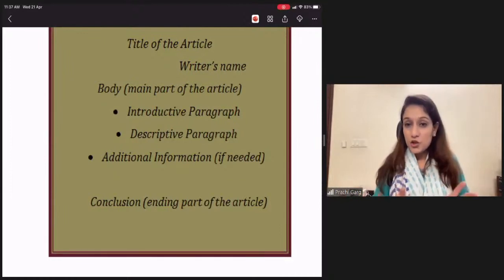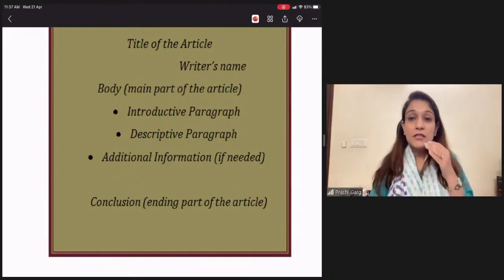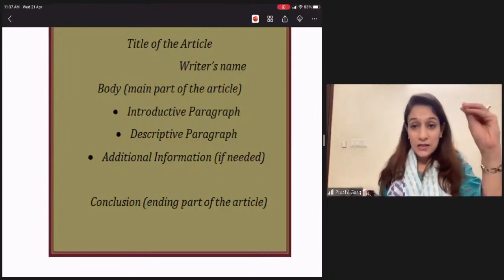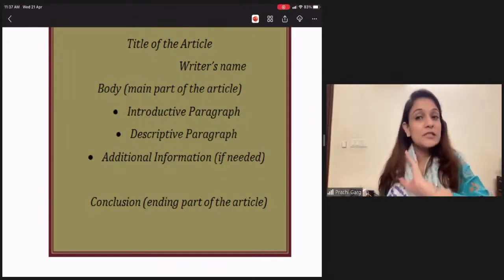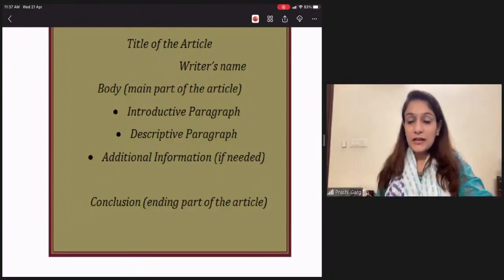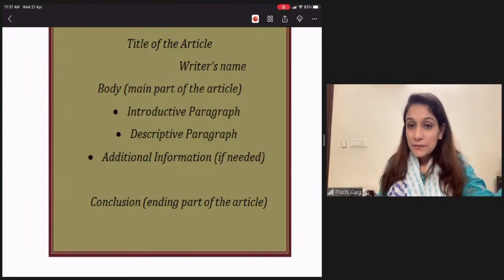So basically, you give an introduction. Please note this: your introduction should be very good, right? If your first 2 3 lines are attractive, only then will somebody read your article. Otherwise, they will not read your article. Otherwise, they will lose interest in your article. Am I clear? Then you describe each and every point that you want to discuss.